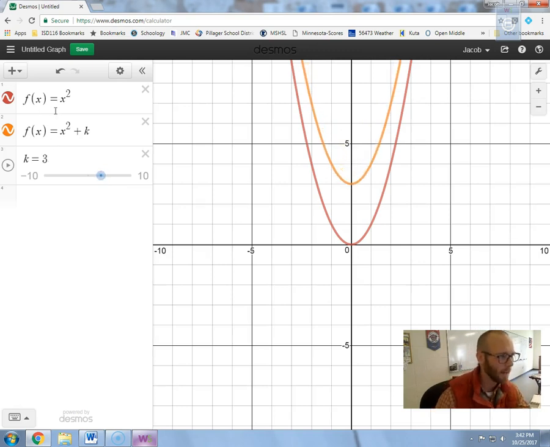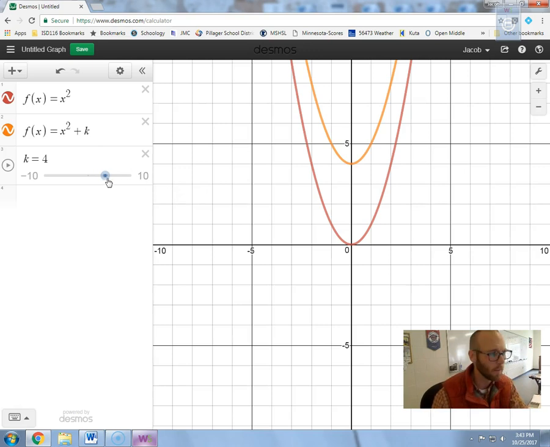We had f of x equals x squared. Now we have x squared plus k. So if (1, 1) was on the graph, now it's what? 1 squared plus, in this case, 3, which is 4. We're just adding this k, which in this case is 3, so now it's 4. We're adding that value to each of the y values, so it makes sense that the graph slides up.